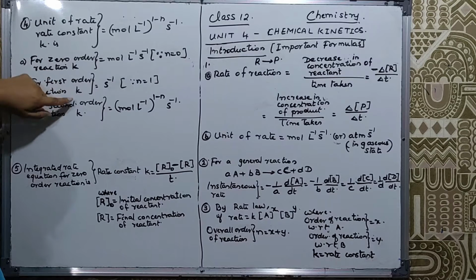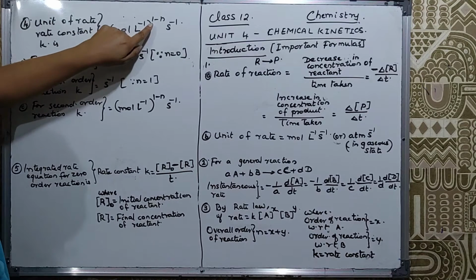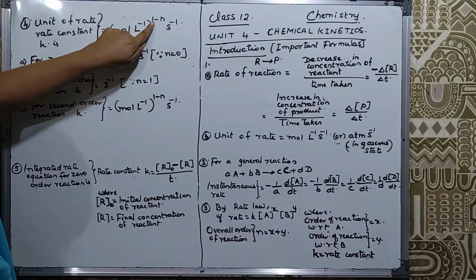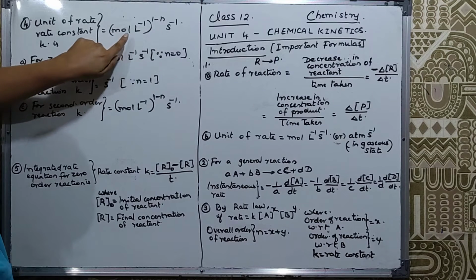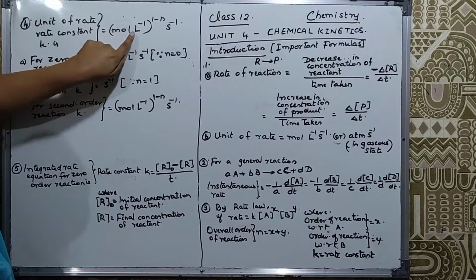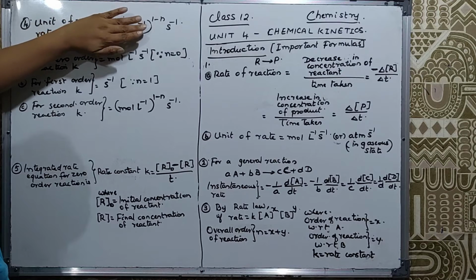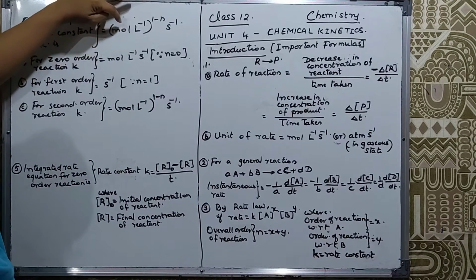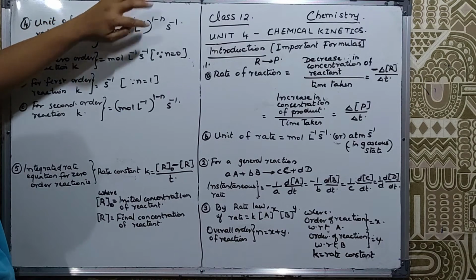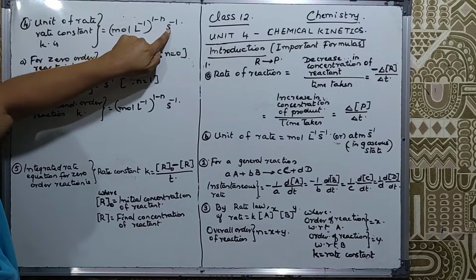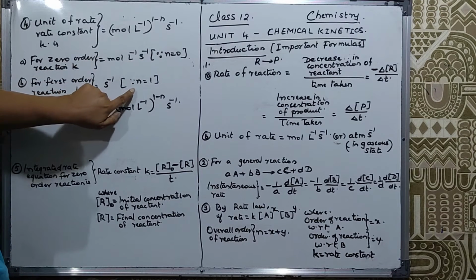Now for a first order reaction, n equals 1. So 1 minus 1 will be 0. Any number raised to 0 is 1. So mol liter raised to minus 1 raised to 0 becomes 1 for a first order reaction. So only second raised to minus 1 is left.